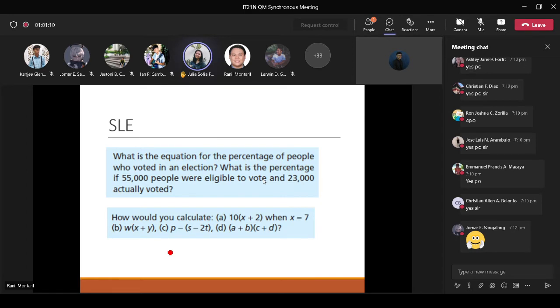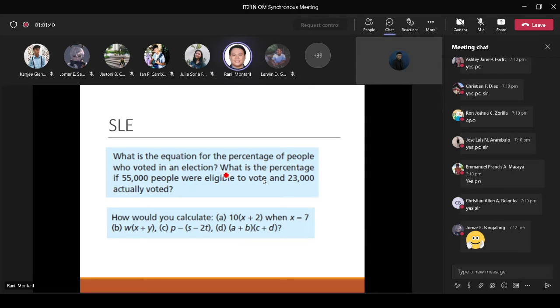Rinig na po ako. Yes. Okay. What is the equation for the percentage of people who voted in an election? What is the percentage if 55,000 people were eligible to vote and 23,000 actually voted? Thank you, Julia. Okay. Kara, you were raising your hand a while ago, right? Yes, sir. Okay. Now, the next step that we're going to do is we're going to underline the variable.